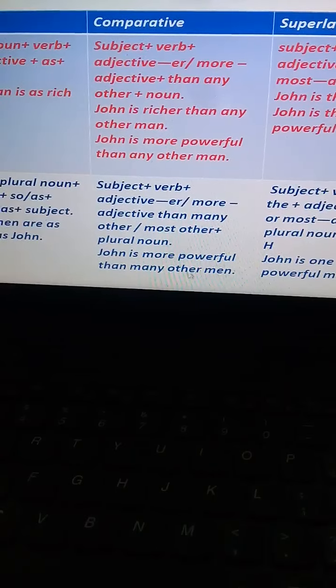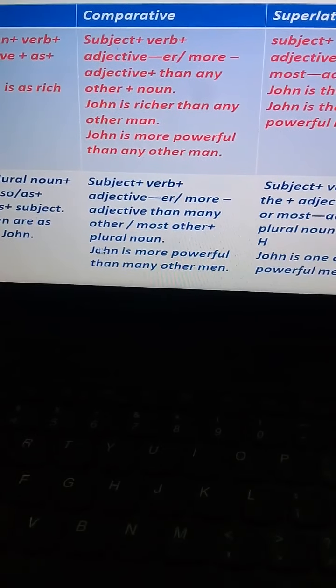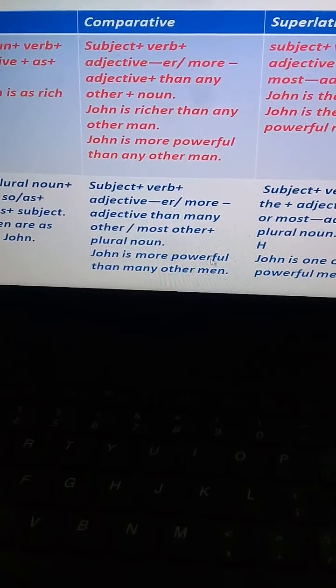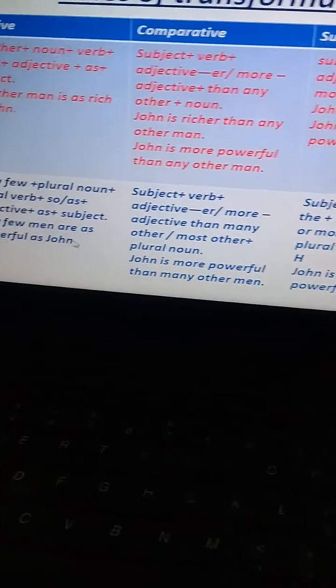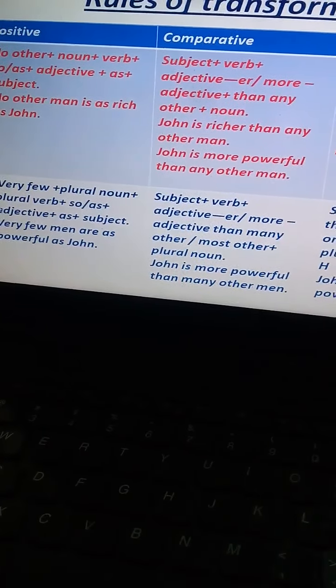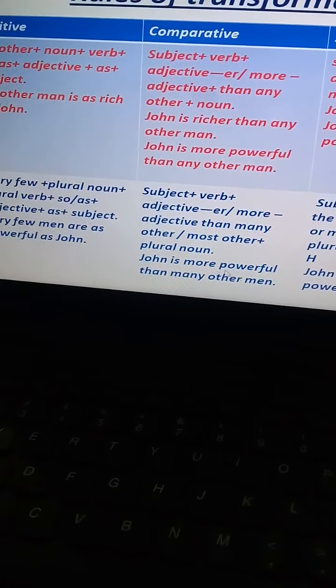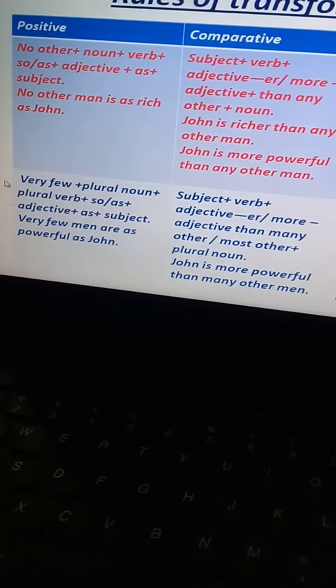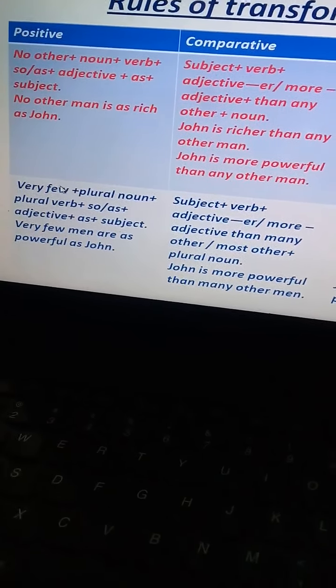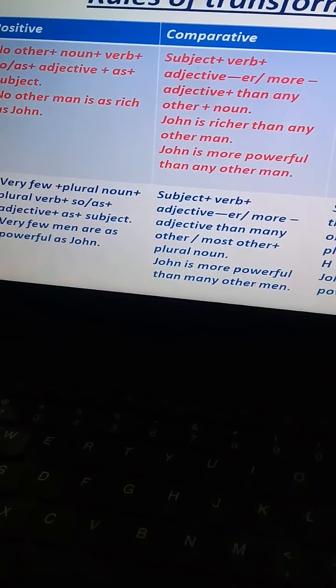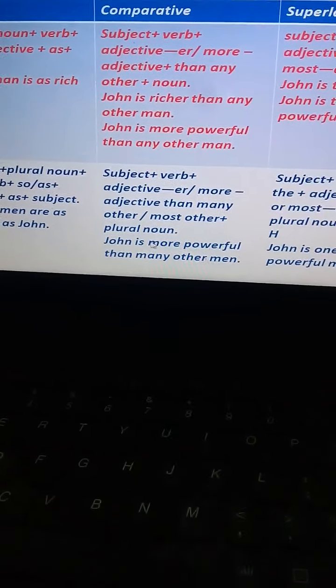This is very important. If there is very few in the positive degree or in the comparative degree, and you don't write men, a plural noun, all these sentences will be incorrect.